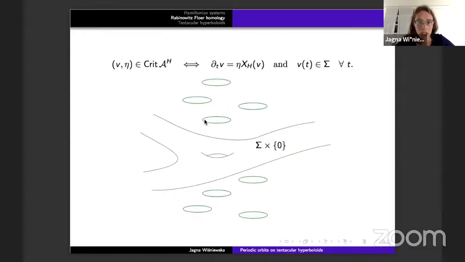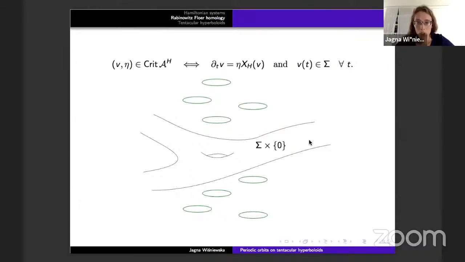But apart from the non-degenerate periodic orbits, which are going to be represented here, we also have the whole hypersurface sigma appearing. Yes, because if we take eta to be 0, and we take some point on sigma to be a constant loop, then it solves this equation, and this one, of course, too. So that means that the critical set itself is going to have a component which, in case we take sigma to be non-compact, is going to be non-compact itself.